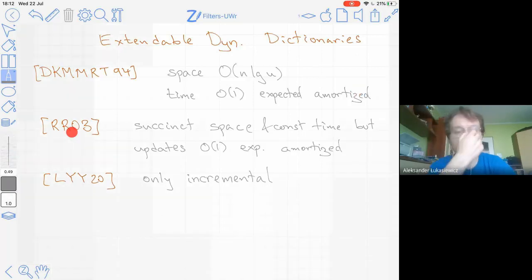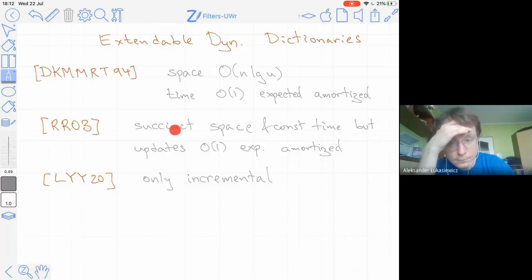Raman and Rao present a succinct space, a constant time per operation, except for updates, which take constant expected amortized time. And the last one, there's a paper by Lu et al., but it's not dynamic, it's only incremental. Okay?